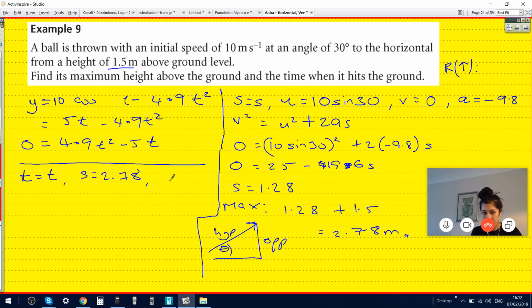U equals 10, but it's at an angle of 30. Oh, yeah. Which way are we going to resolve? Up. You can resolve up if you like. So 10 sine 30, which is 5. V is 0, or we don't know. At the maximum V is 0, isn't it? A is minus 9.8. And T we're trying to find out. So let's do S equals UT minus half AT squared. So 2.78 equals 5T minus 4.9T squared.